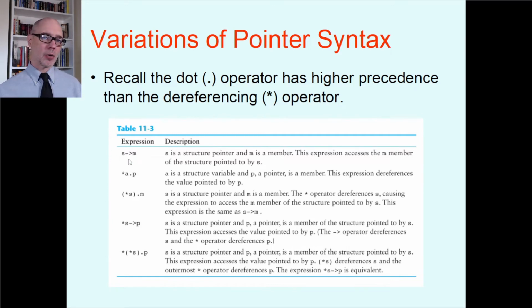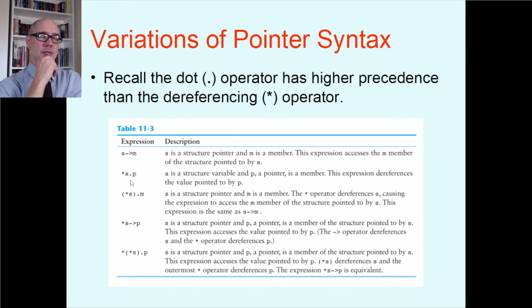So S arrow M. For that to make sense, the S has to be a pointer. And it has to be a pointer to a structure with a member field called M. And if that's the case, then this will compile. And that says dereference S, go to that structure, look up member M. And of course, then you can assign to it or count it or use it in arithmetic, whatever. But that's what that would have to be.